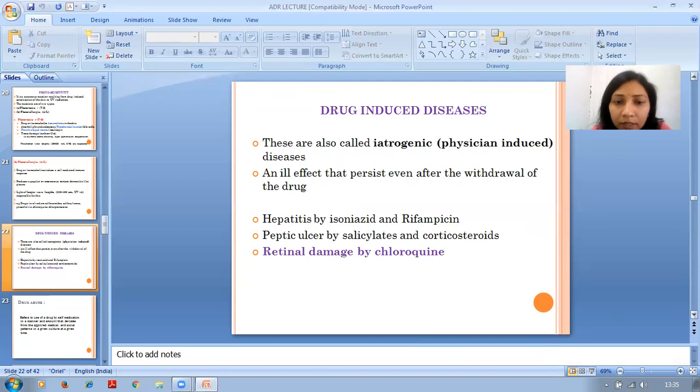For example, peptic ulcer, which can occur due to the use of NSAIDs or corticosteroids. Even if you stop the NSAIDs, the peptic ulcer persists and requires treatment. Similarly, hepatitis by isoniazid or rifampicin, retinal damage by chloroquine. Many drugs cause nausea and vomiting, but it is not iatrogenic, because once you stop the drug, the nausea and vomiting also stop. So it doesn't come under this category.